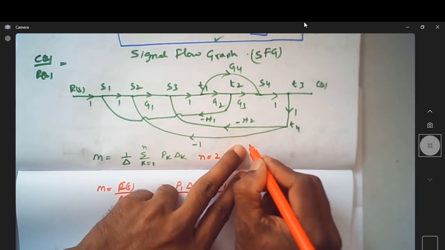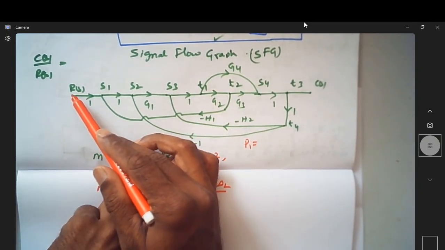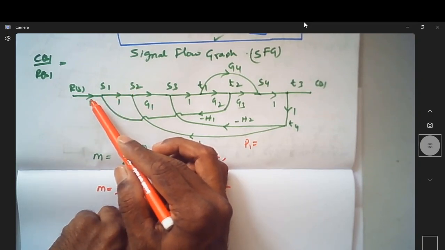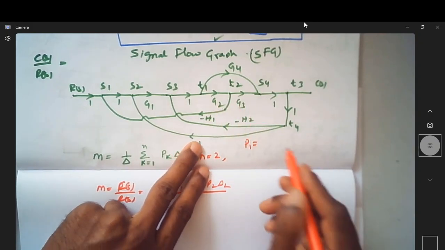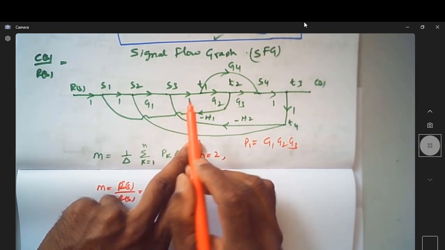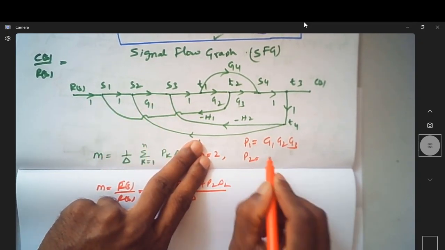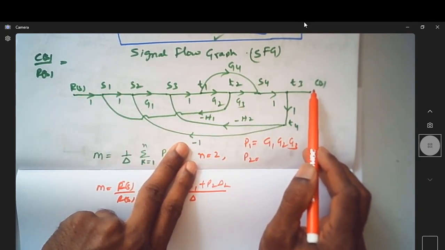Now I need to identify what is the forward path gain from RFS to CFS. So what is the path gain? It is 1 into G1, G2, G3. So it is G1, G2, G3. What is the second forward path? So P2. P2 is again moving from RFS to CFS.